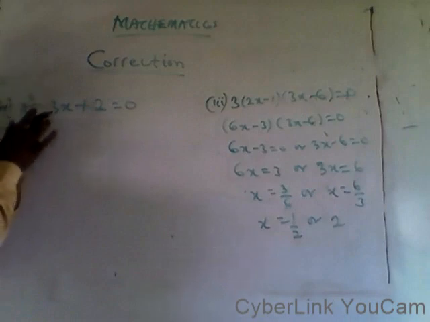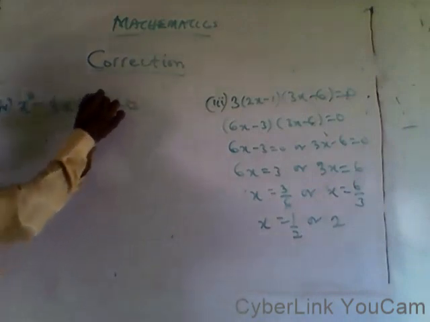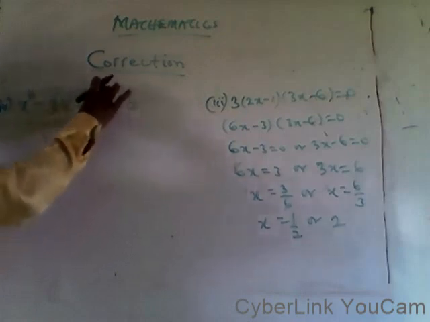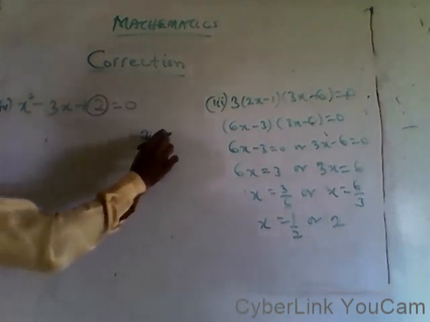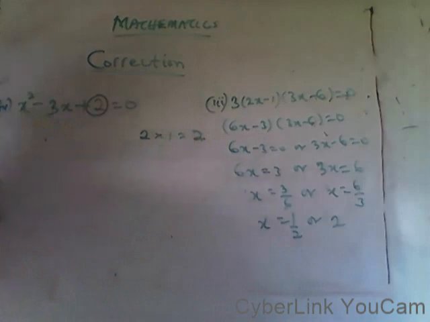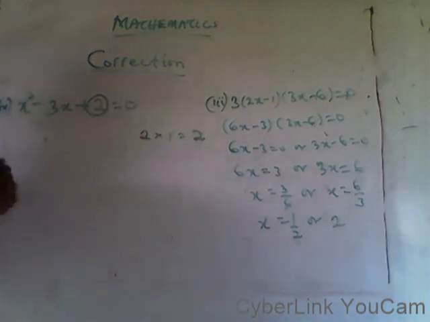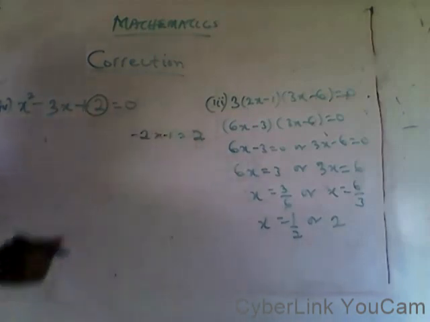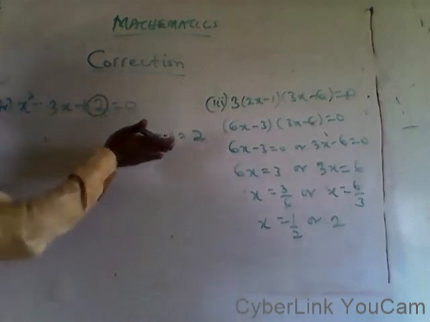When you have x squared minus 3x plus 2 equals 0, you are going to look for the factors of 2 that when you add them together, you are going to get minus 3. And what are the factors of 2? 2 times 1. So how do you manipulate your 2 and 1 to get 3? Quickly say, minus 1, minus 2. Minus 2 minus 1 is minus 3.